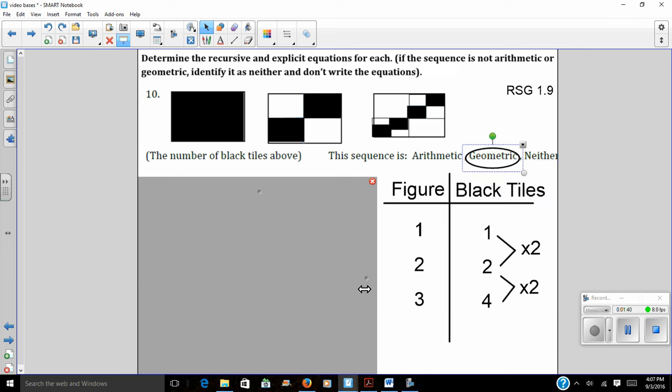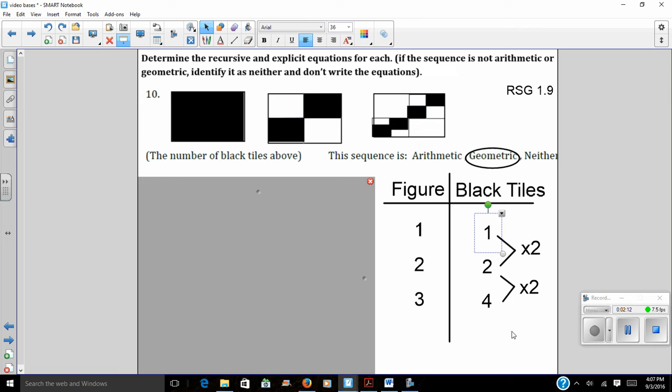As I'm sure I've told you before, I'm a huge fan of tables. They help keep us organized, and they basically map out our equations and how we can put together our equations. So let's look at this in order to be sure. Figure number 1, and we set that up. Figure number 1, we noticed we had 1 black tile, so we put that in our table. Figure number 2 had 2 black tiles, so we noted that in our table. Figure number 3 had 4 black tiles, so we noted that in our table.